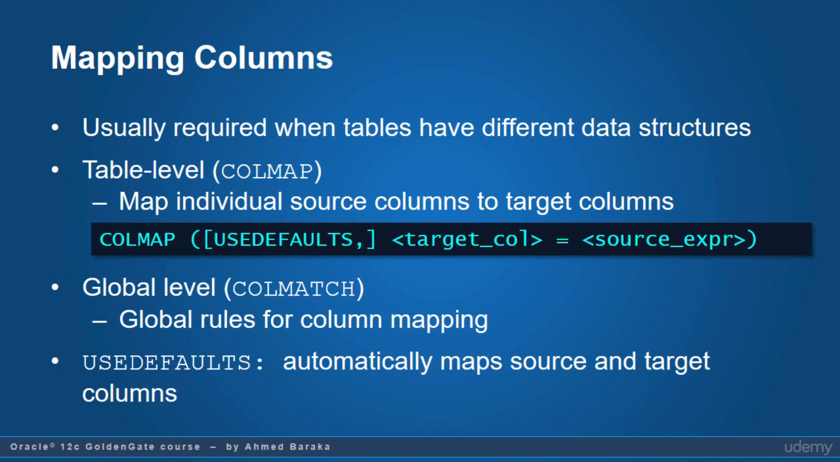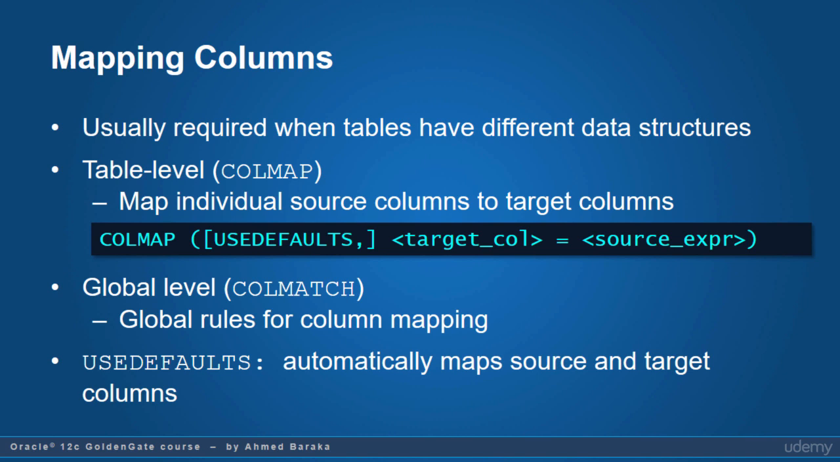When the table structures in the source database and the target database are not identical, you need to configure column mapping. Oracle GoldenGate provides column mapping at two levels, table level and global level. Table level is implemented by the clause COLMAP. This clause allows you to map the columns for individual tables, and that's why it's called table level mapping. Global level is implemented by the clause COLMATCH. This clause allows you to set the column mapping for a group of tables, and that's why it's called global mapping.